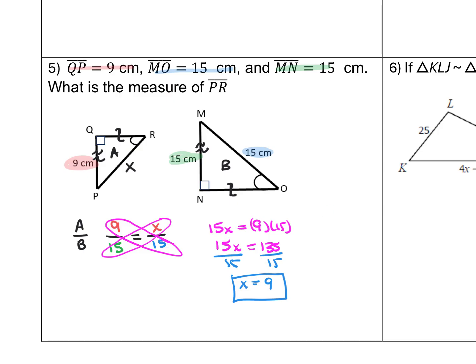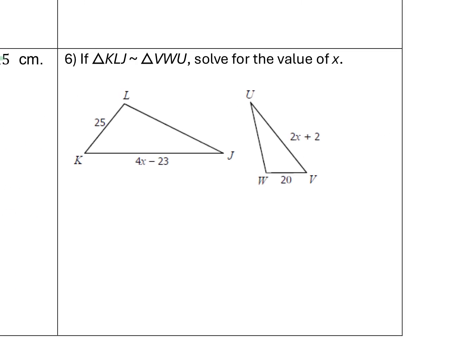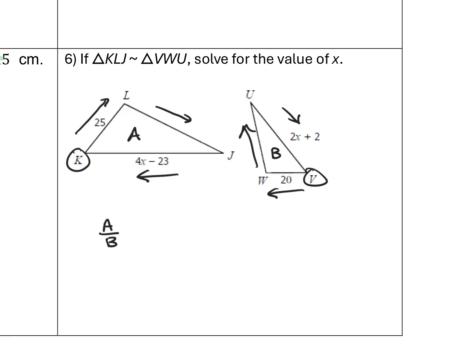All right, moving on to the next one here. I'm going to use my triangle statement. It says I'm starting at K, I'm going to L, and then J, and then back. I'm starting at V, I'm going to W, there, and back. All right, so now I can set up my ratio from A to B. Remember, it's always A to B. So I'm going to set up my ratio here.